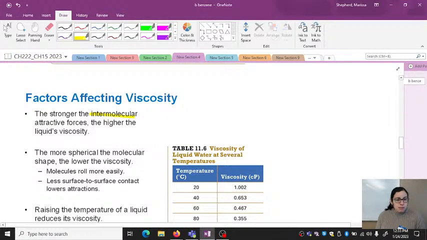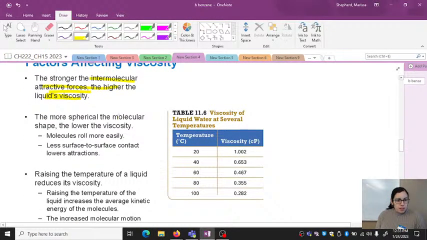So the stronger the intermolecular forces, the higher the viscosity, so just keep emphasizing that. And the more spherical the molecular shape, the lower the viscosity, and that makes sense. That follows along with what we said about attractive forces: if they're small, there's not a lot of surface area, and so that makes sense why that would lower the viscosity. Versus if you have more surface area, we said that was greater attractive forces, and of course that's going to raise the viscosity.